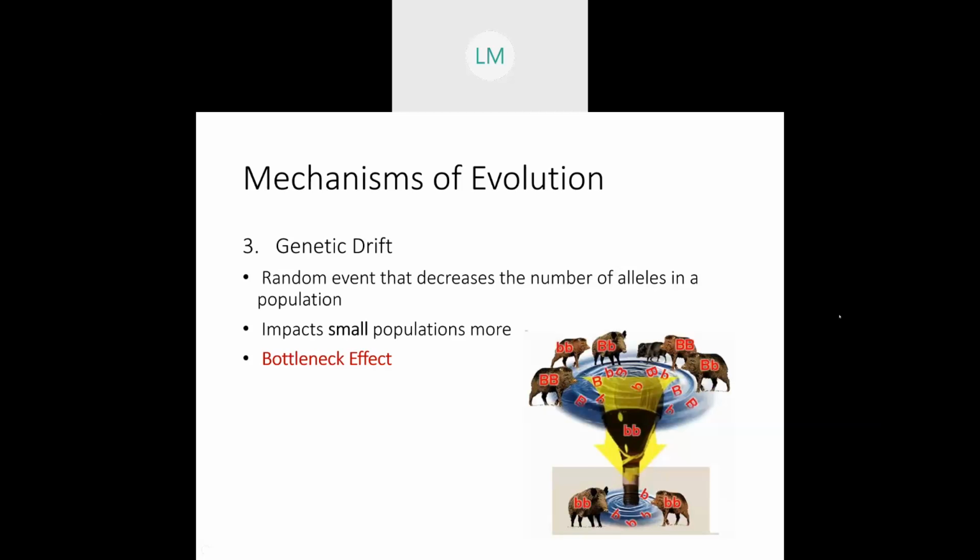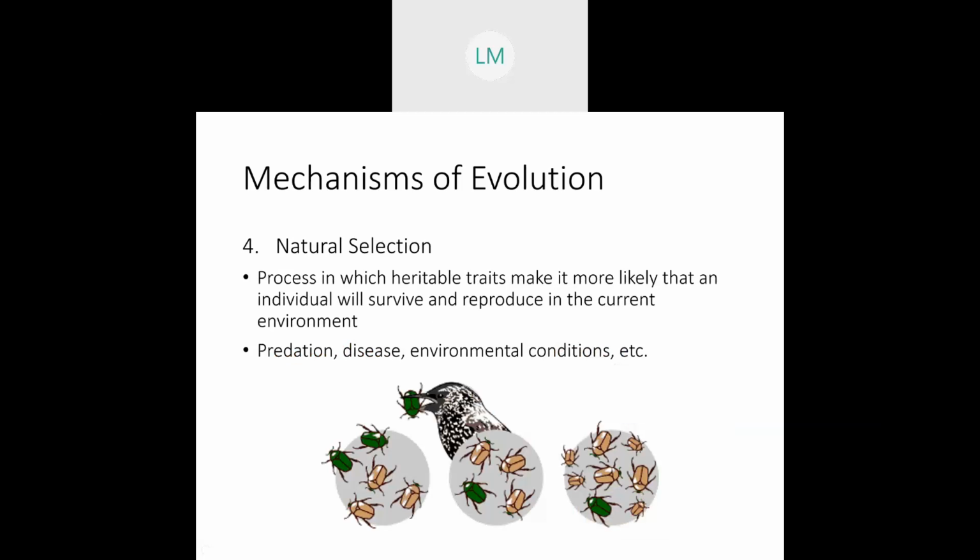The fourth type of mechanism, this is the one that Darwin and Wallace really, really talked about, and this is probably the one that most people think of. It's a process where a heritable trait makes it more likely that an individual can survive and reproduce in the current environment. Okay, there's something that makes you better fit for an environment and makes you survive and reproduce more than other types of individuals.